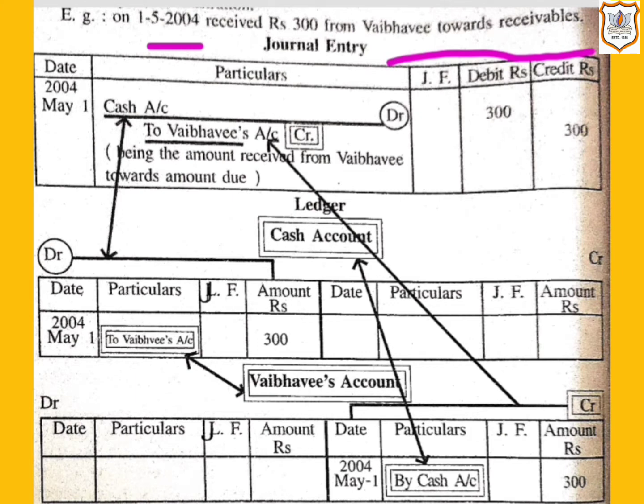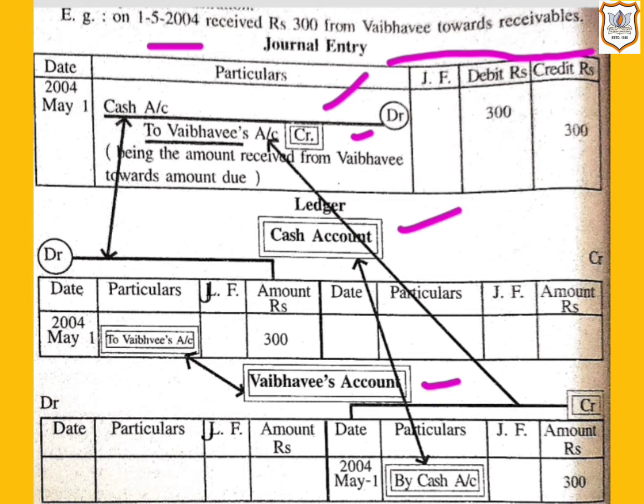We know how to pass journal entry as we have learned it earlier. So journal entry for this transaction would be cash account will be debited and Vaibhavi's account will be credited. Now, on the basis of this journal entry, first we will draw the affected accounts. Here, affected accounts are cash account and Vaibhavi account. So here, cash account will be drawn and Vaibhavi's account will be drawn.